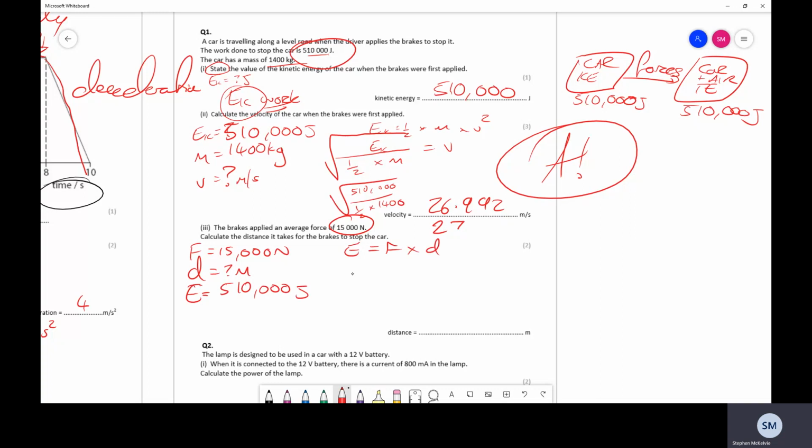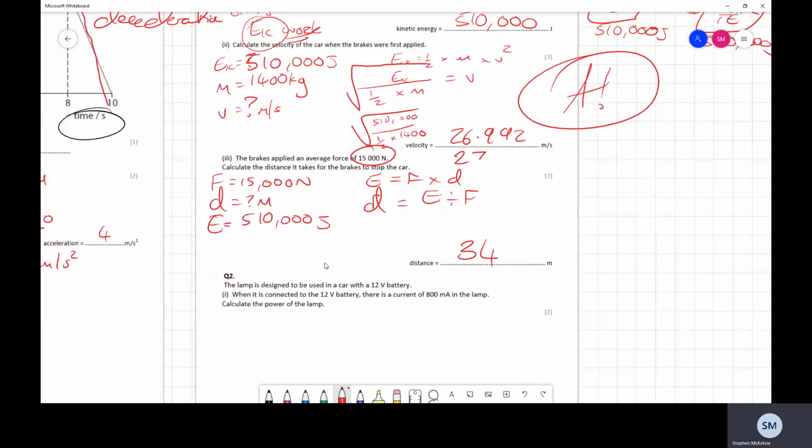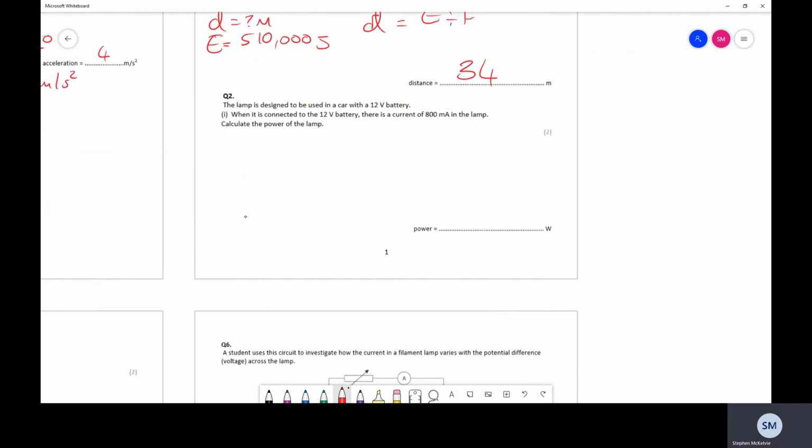E is equal to F times D. And then I'm trying to find D, which will equal E divided by F. So I shall do my energy, 510,000, divided by my force, which is 15,000, giving me a nice round answer of 34 meters.